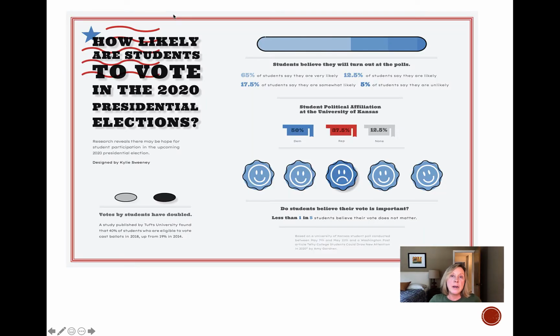Now here's a longer title that a student created for an infographic in the spring. How likely are students to vote in the 2020 presidential election? She asks a question, in fact, and remember, when you propose your idea for your infographic, we are asking you to propose it as a question. In this case, the student actually wrote the question into the title of our infographic. So you can imagine a reader Googling this very topic. How likely are students to vote in the 2020 presidential elections? And if they did, this graphic would come up.